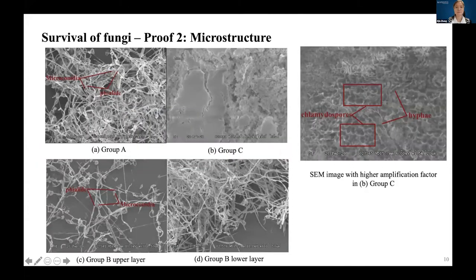And proof 2 is the microstructure of groups A, B, and C. In group A and group B, we can see the mycelium development, and under SEM we can also see the microfibers and the spores in the samples. However, in group C, we can't clearly see the fungal hyphae and spores. However, with higher magnification, we can see the spores growing around the hyphae.